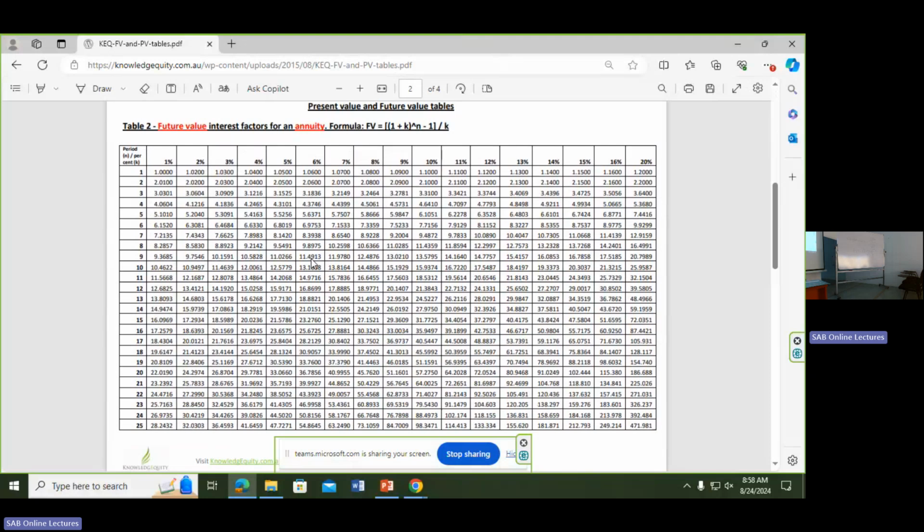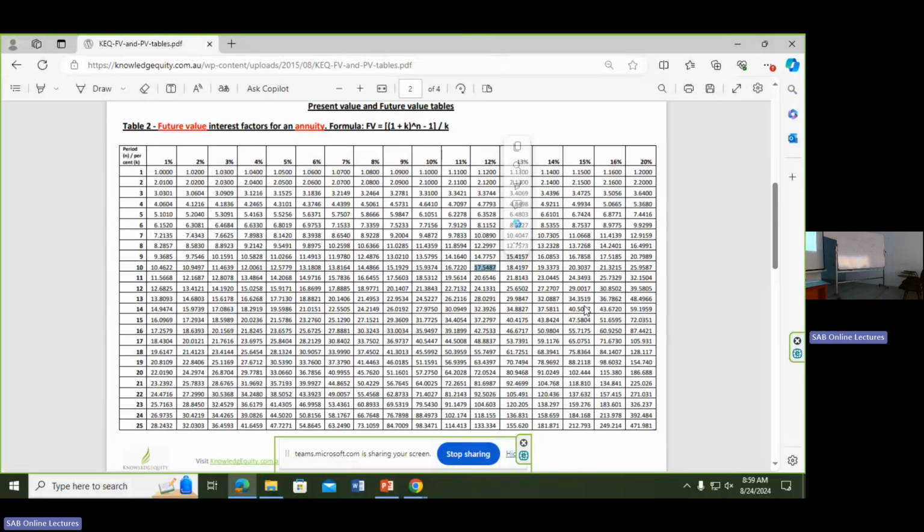Same format, right? You can see column-wise different rates and row-wise the number of periods. So here our rate is 12%, this is the column. For the initial one we take 10 years. So our annuity factor is 70.54. This is what you got by applying the formula also. 70.5487. So without trouble, you can take this one from the table.